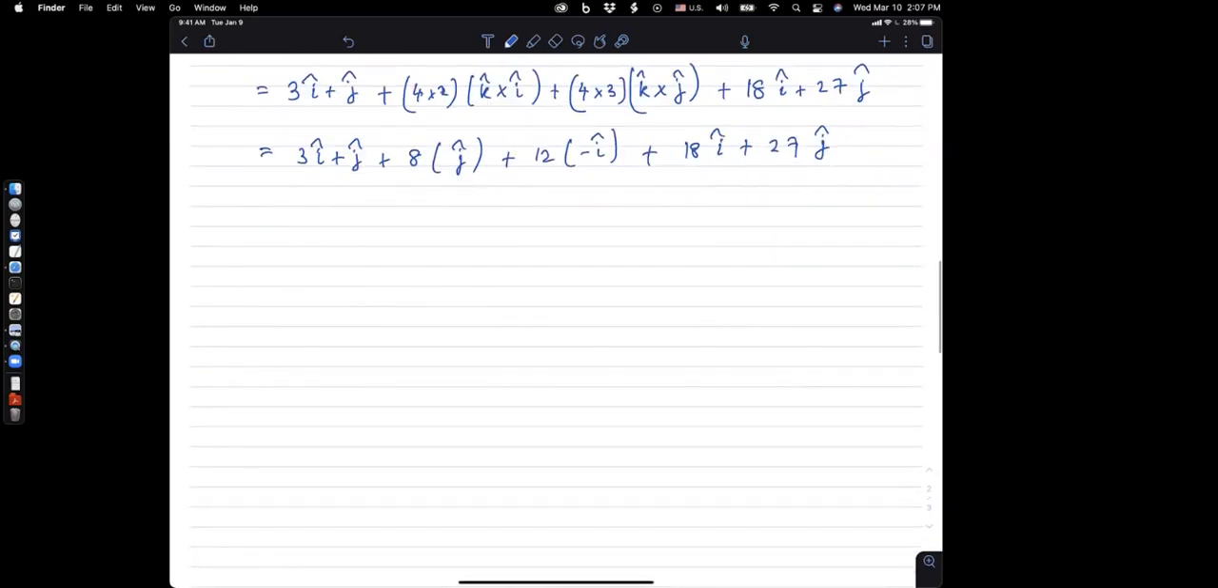And I guess that's it. So we can pull all the i terms together: 3 minus 12 plus 18. And then the j terms are 1 plus 8 plus 27. Hopefully we didn't make any arithmetic error.